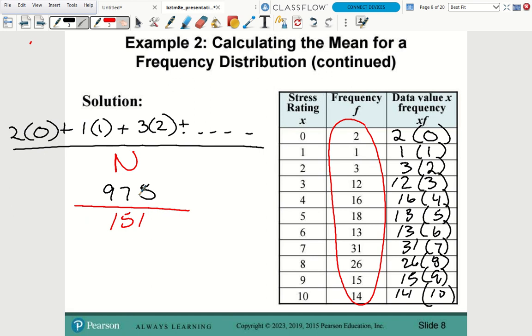And now from right here, I need to go through and divide this out. So 975 divided by 151 is going to give me 6.4. It's about, that's what my wavy equal sign is. That's the about symbol, just so you know. So it's approximately or about, that means I rounded at some point there. So the stress rating is about 6.4.